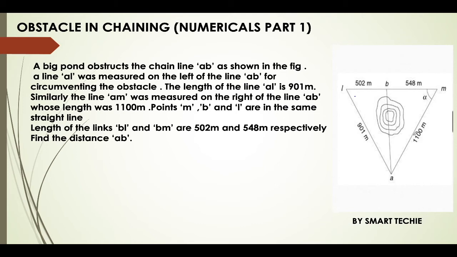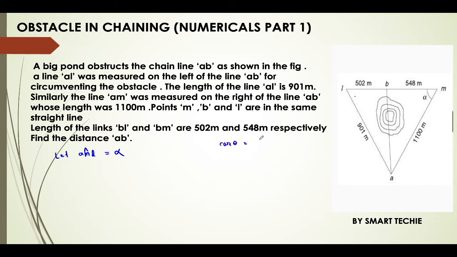Here we cannot lay the chain on AB. So we have laid the chains AL, AM, and BL and BM, and measured the distances. Now that we know all these distances, we can apply a trigonometrical equation to find the length of AB. We'll consider angle AML as alpha. Now we have all three sides, so we can find the angle alpha by the cos theta formula.